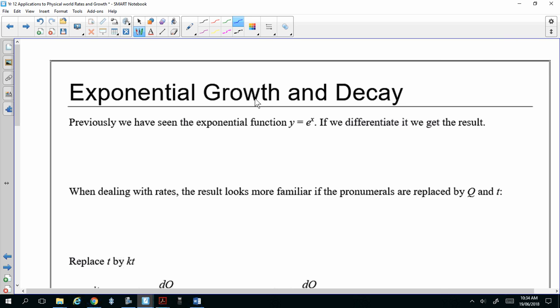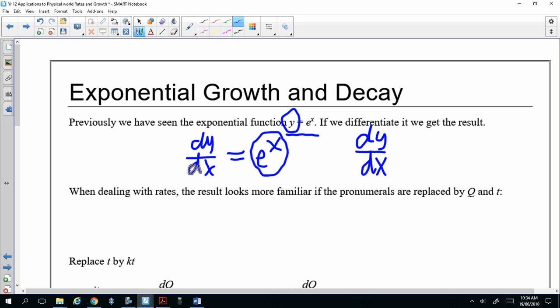So today we'll do exponential growth and decay. Previously we saw the exponential function. Let's differentiate it first. dy over dx, we get e to the power of x. When we differentiate exponential, we get the same function. Now if we replace e to the power of x by y, we can write it as dy over dx equals y. Okay? So the derivative is equal to itself.